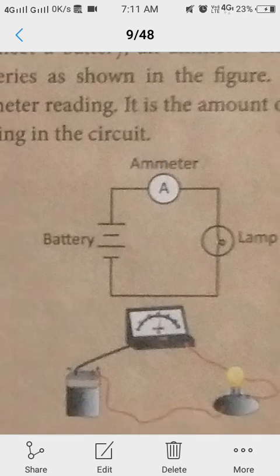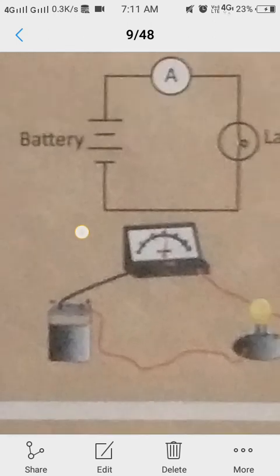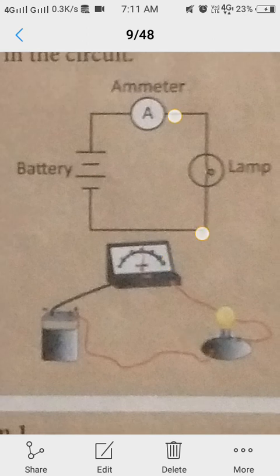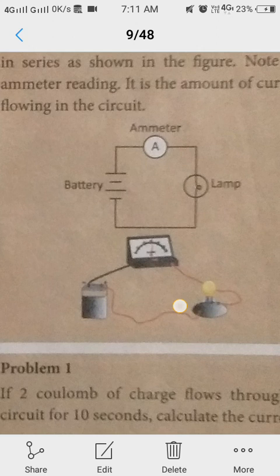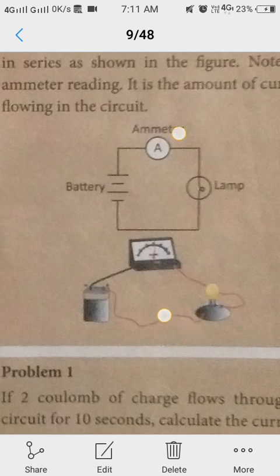See the second diagram. Here this is the ammeter, this is the battery and this is the lamp. So the first diagram is drawn by using the symbols and the second diagram is drawn by using the devices. Here what is the use of ammeter? It is used to measure the current flowing through the lamp. How much current is passing through this lamp, by using the ammeter we can measure that.